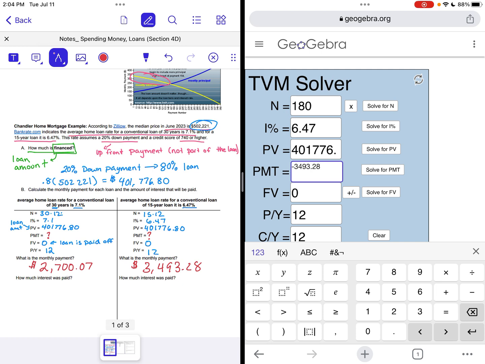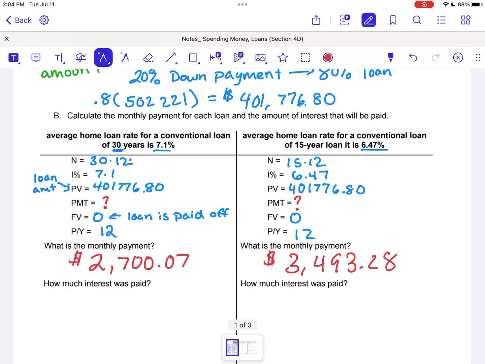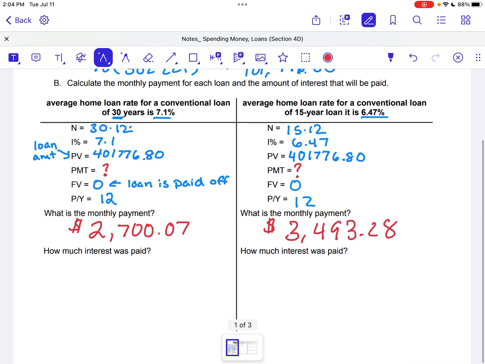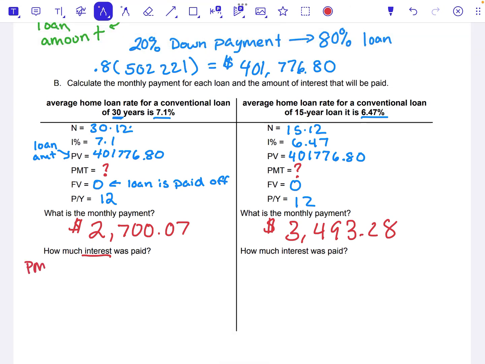But there are advantages still to the shorter loan, even though my monthly cost is higher. So let's take a look, because the second question here is now asking us to figure out how much interest we paid on this loan. A reminder, interest is the amount of money I pay beyond the loan amount. So I would take the total amount you paid. To figure out the total amount you paid, you take your monthly payments and you times it by the number of payments you made. And then you're going to subtract out your loan amount. And that's going to find for you your interest.